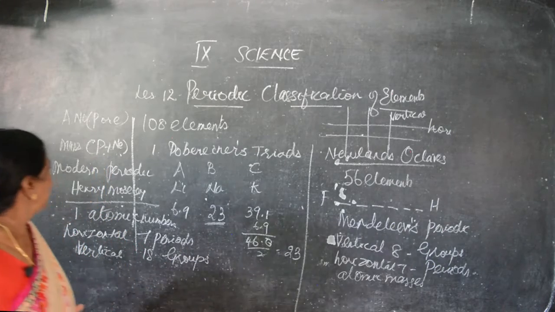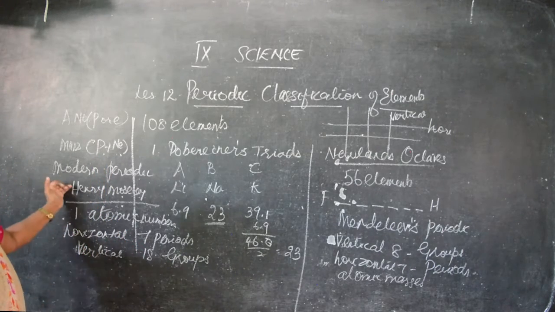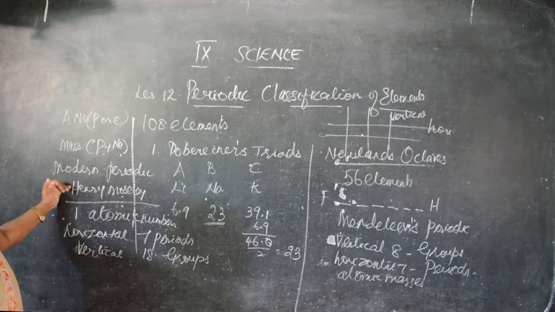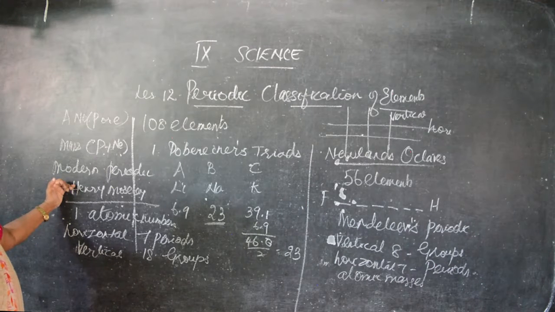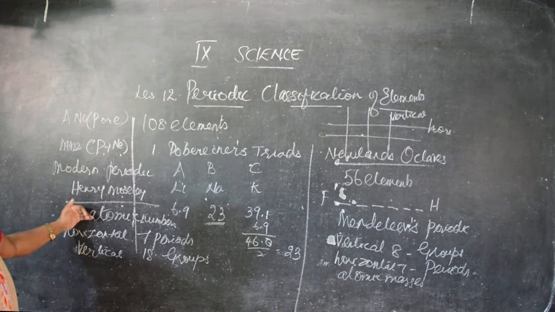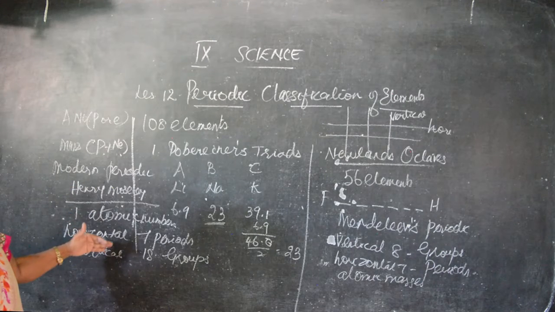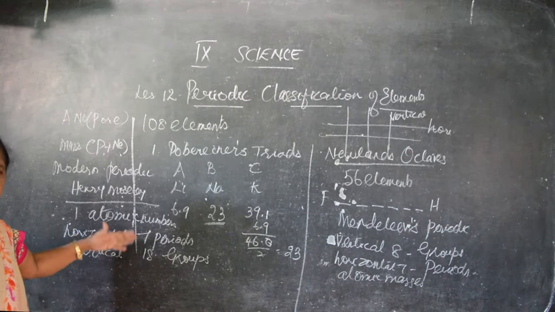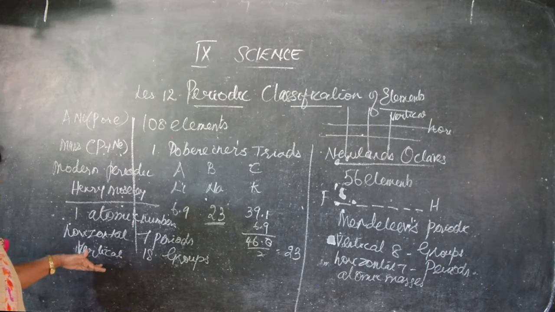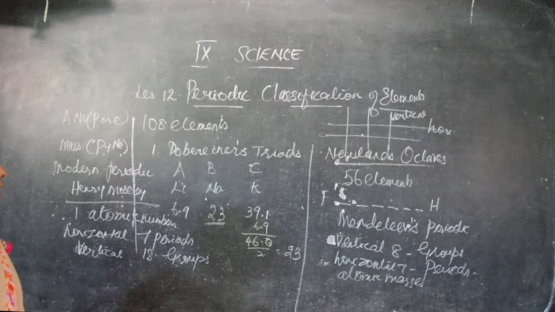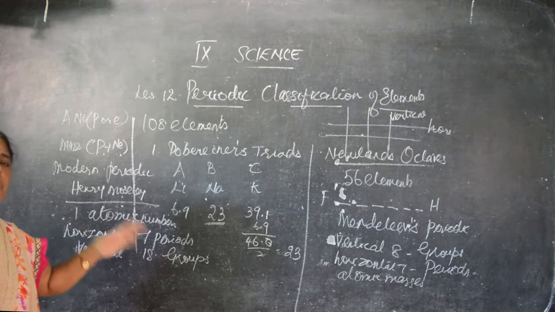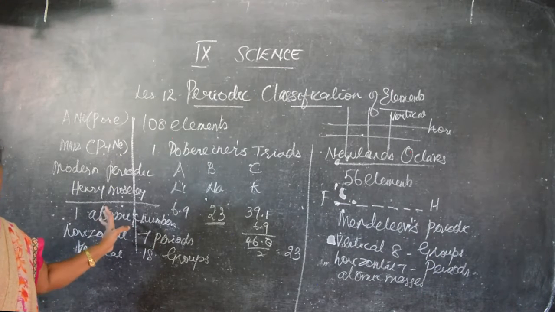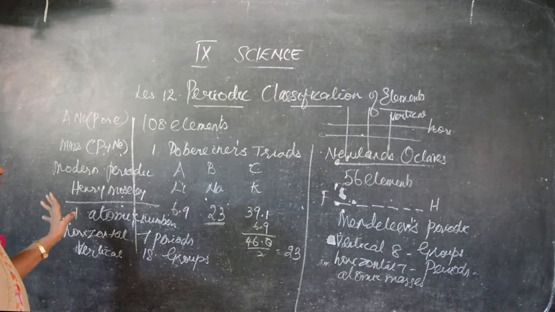Then finally, who came to help them? Henry Moseley. Henry Moseley made the modern periodic table that we are using at present. It is based on atomic number. There are horizontal rows and vertical columns. Horizontal rows are known as periods and the vertical columns are known as groups. 7 periods and 18 groups. So even though they changed, it should be thorough. Periods 7, groups 18. Clear?